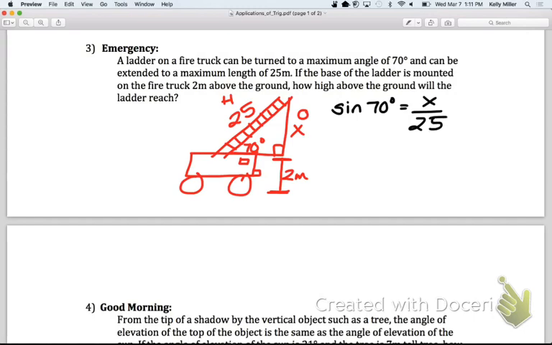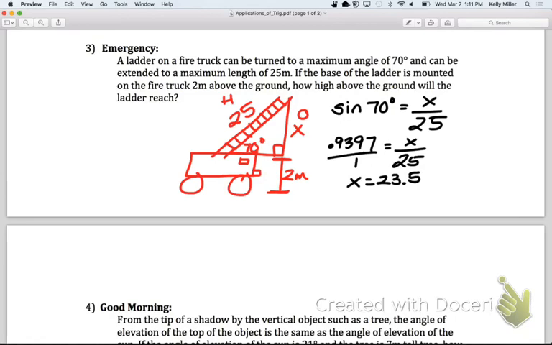Sine of 70, either using your table or your calculator, 0.9397 equals X over 25. Put that over 1 and cross multiply it. And we get X equals 23.5. Plus 2. Yeah, so good.